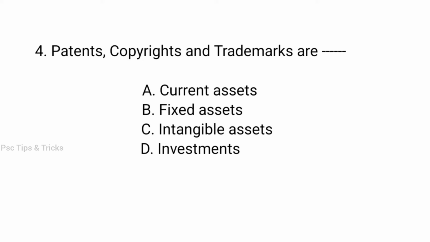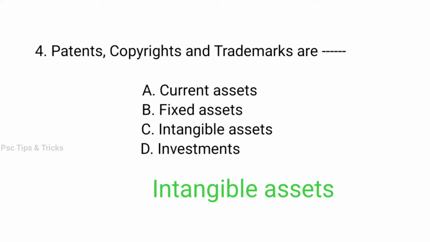Patents, copyrights, and trademarks are dash. Current asset, fixed asset, intangible assets, investments. Answer: option C, intangible assets. Patents, copyrights, and trademarks are intangible assets. An intangible asset is an asset that is not physical in nature. Goodwill, brand recognition, and intellectual property, such as patents, trademarks, and copyrights, are all intangible assets.